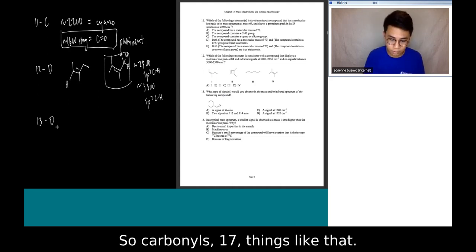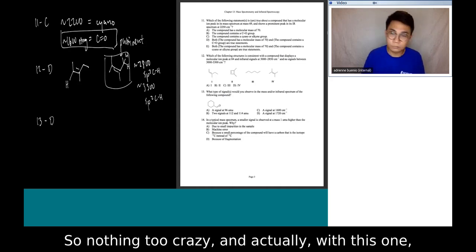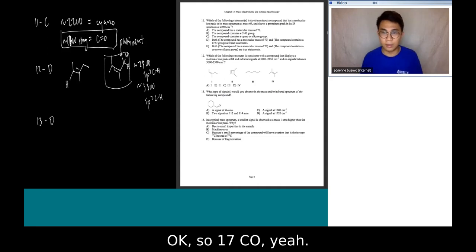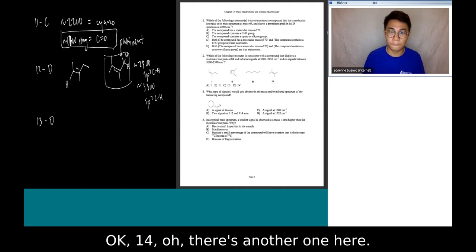So carbonyl, 17, things like that. Nothing too crazy. And actually, this one, let's change it to 17. Okay, so 17 CO. Yeah. Okay, 14. Oh, there's another one here.